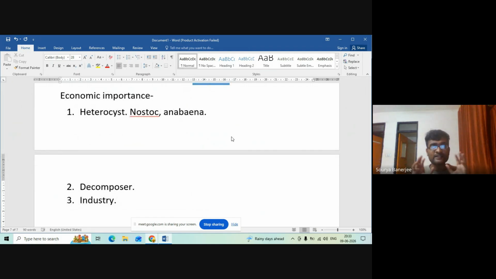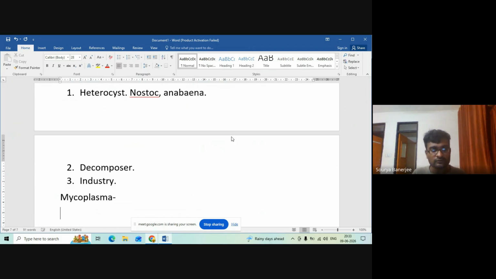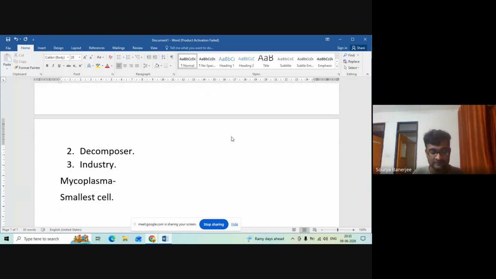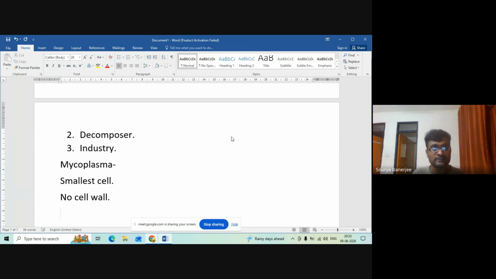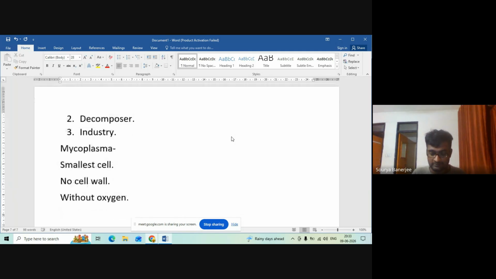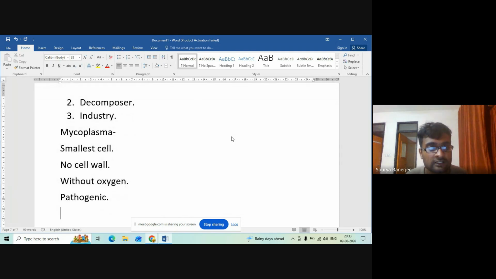Now, one special bacteria you have to know, that is mycoplasma. Mycoplasma is the smallest cell. It doesn't have a cell wall. It can survive without oxygen, and they are pathogenic in nature. So you have to remember these four characters of mycoplasma.